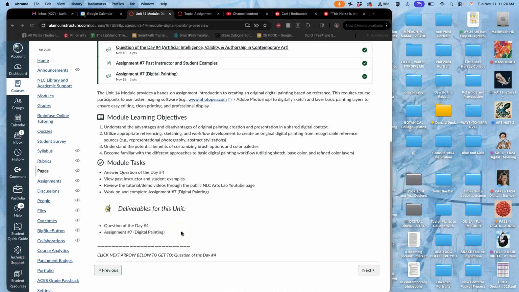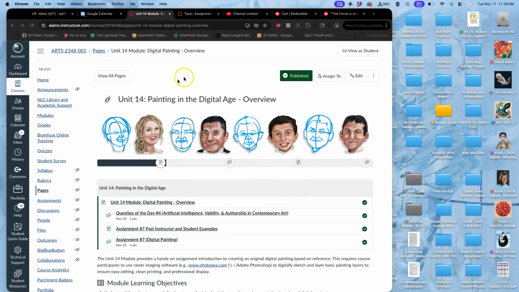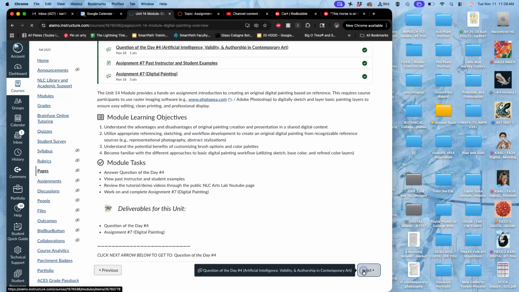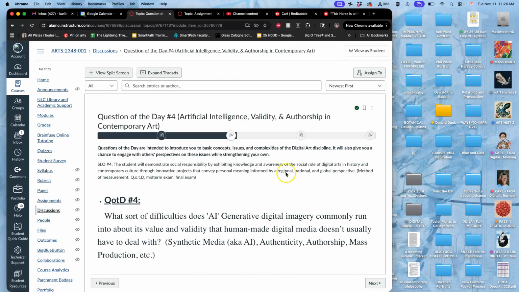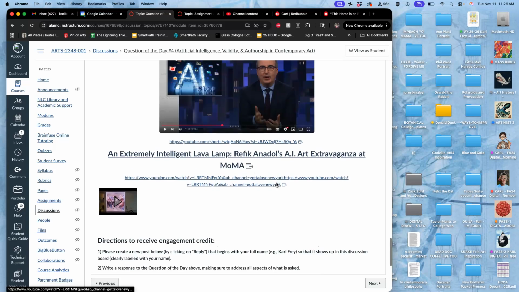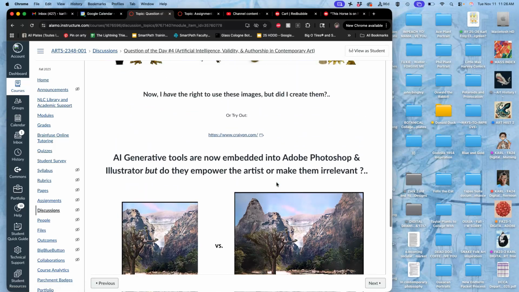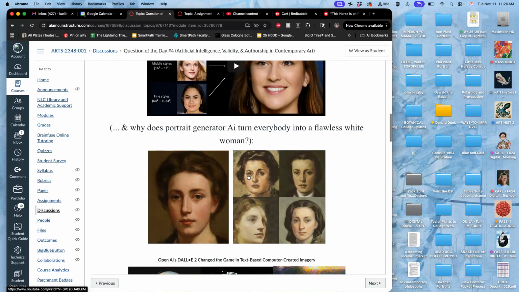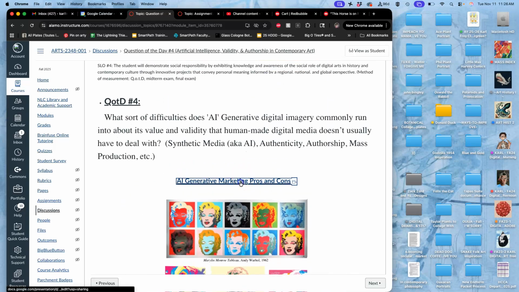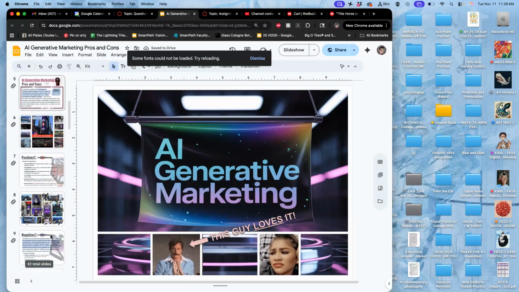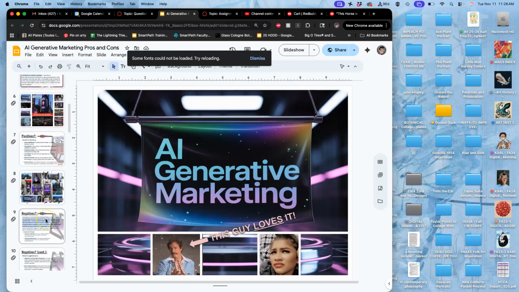All right, so we were talking about question of the day number 4 as part of Unit 14 and getting introduced to digital painting, which is just the control of every pixel towards your own two-dimensional image making. And I want to just finish these up, because you really have to think through it from all points of view.